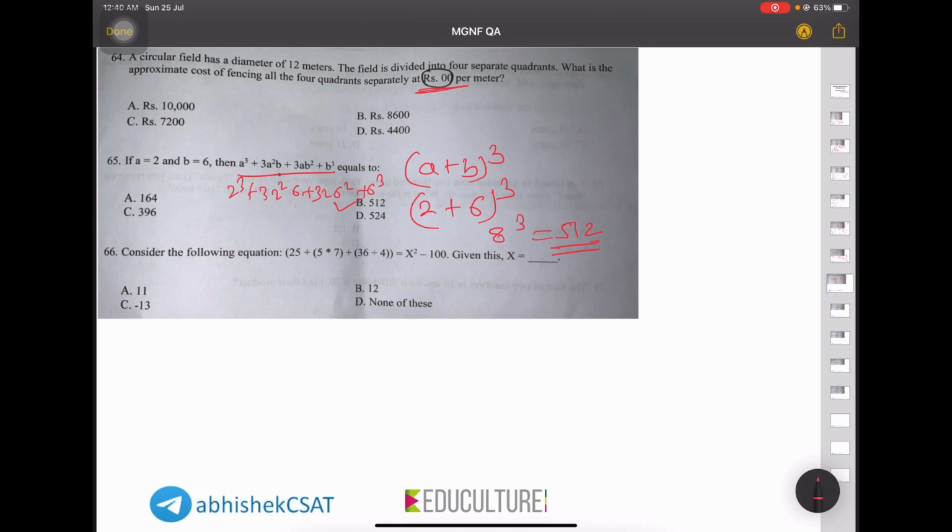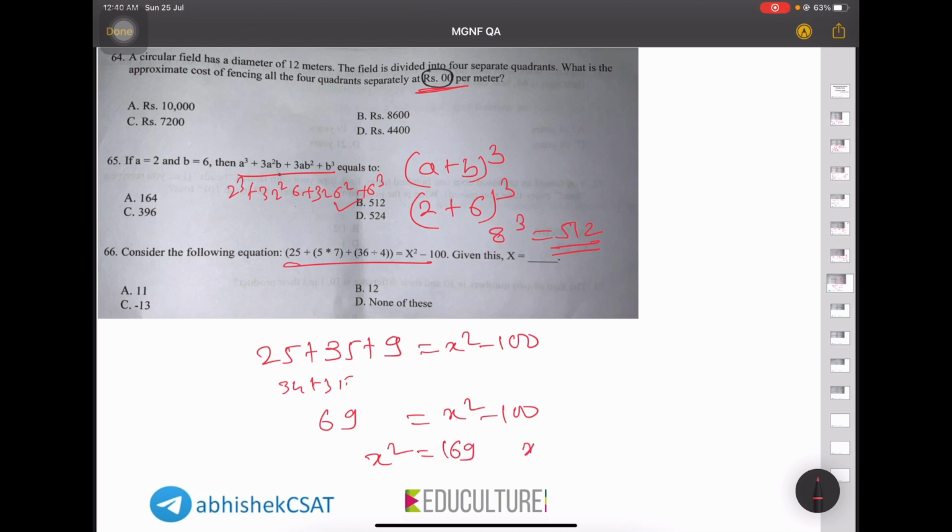Consider the following equation. 25 plus 57 are 35 plus 36 by 4, 9 is equal to x square minus 100. So this is 34 plus 35, that means 69 is equal to x square minus 100. X square is equal to 169. X is equal to plus or minus 13. So here minus 13 is our answer. Okay. If there is no 13, then check for minus 13. Minus 13 is also the answer.